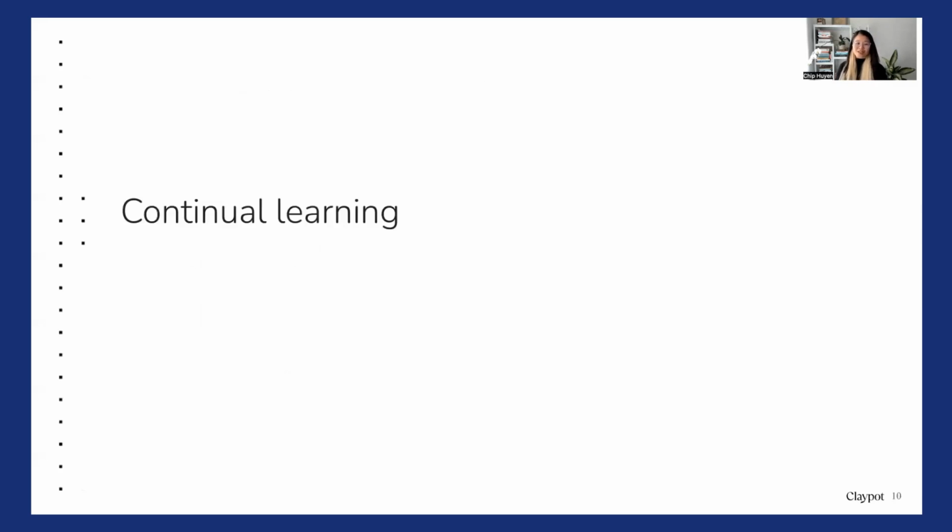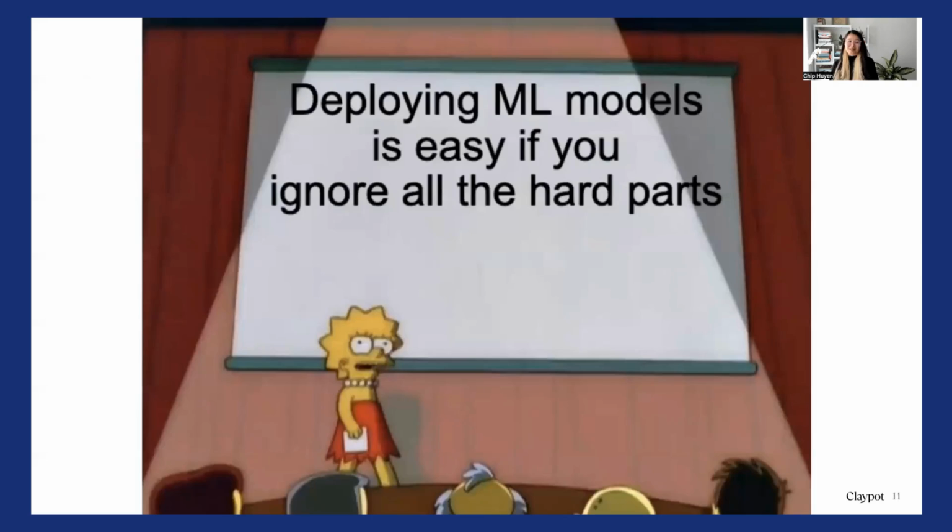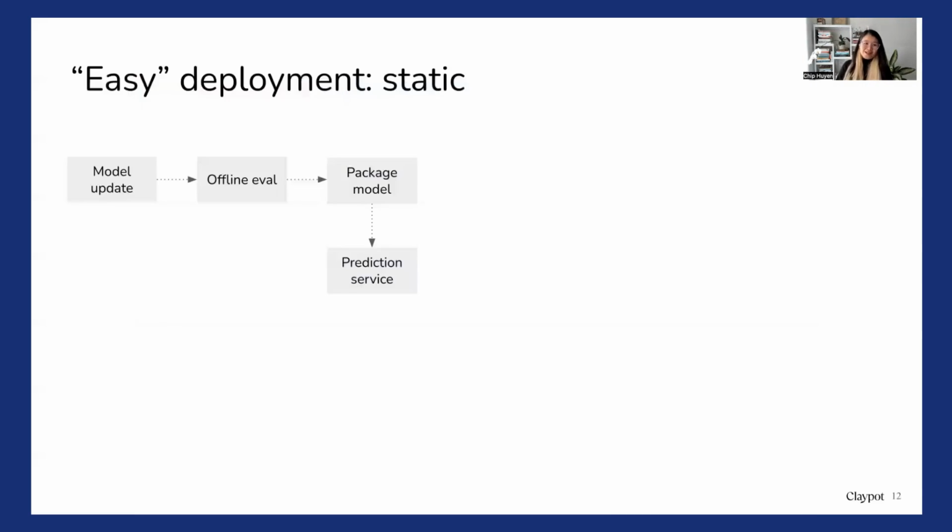Okay, so we talked about predictions, now we talk about continual learning. Deploying a model is easy if you ignore all the hard parts, and that's a quote we got from a friend at Square. In a lot of industries today, we are still doing easy deployments. Easy deployment means that we look at deployment as a static one-off process. We have a new model, we do some ad hoc offline evaluations, we package the model, and then we ship that model to the production service.